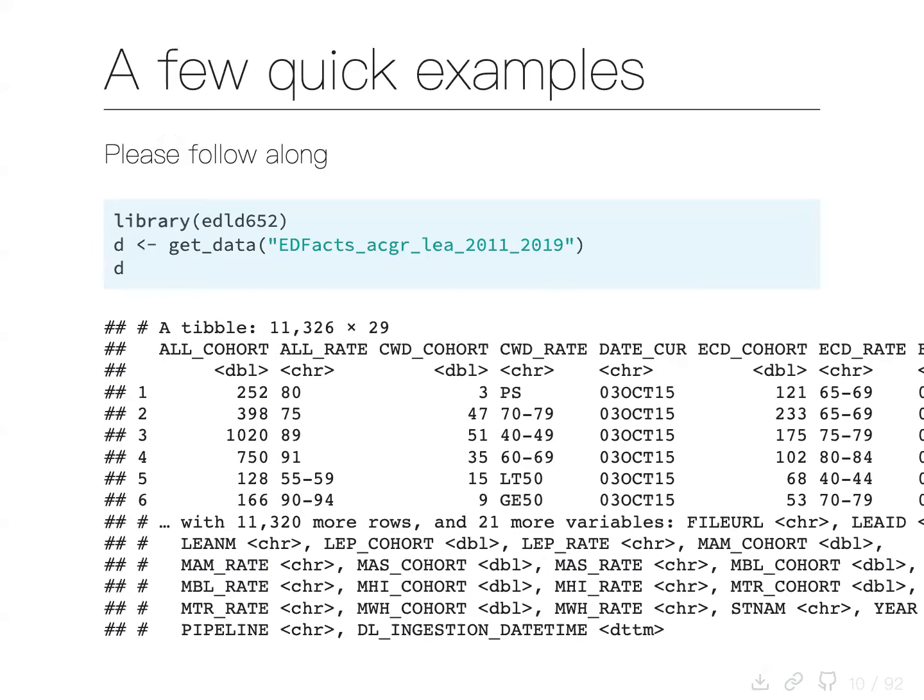Okay. So we're going to do a few quick examples. Please follow along. I'll give you a minute and a half-ish to get R going. Run library edld 652, and then get data this one. Okay. And then after you get that in, I've got a little challenge for you that we're going to do for about 5 minutes. Okay. Hopefully that was enough time. If not, you'll have more time here in just a second.